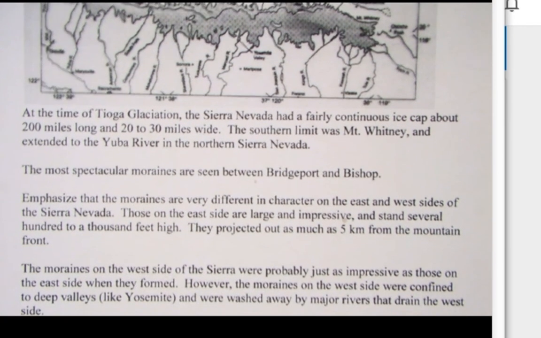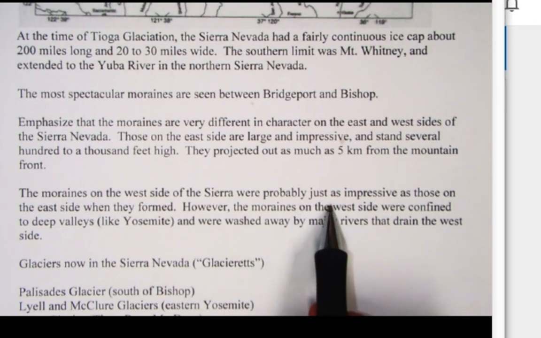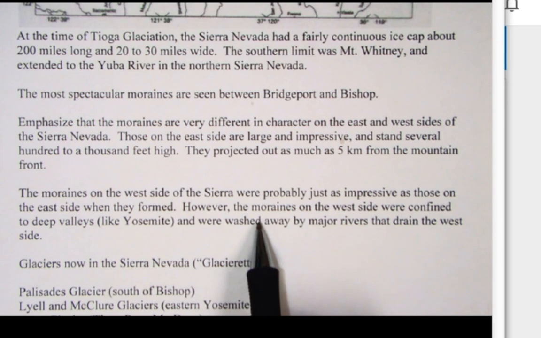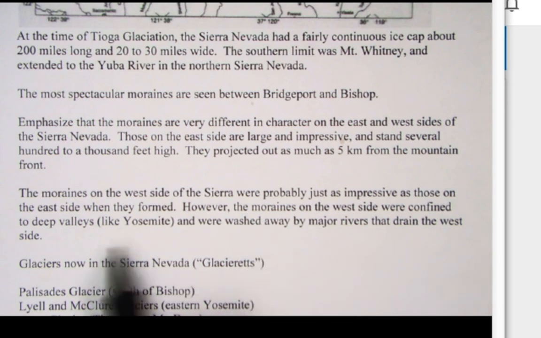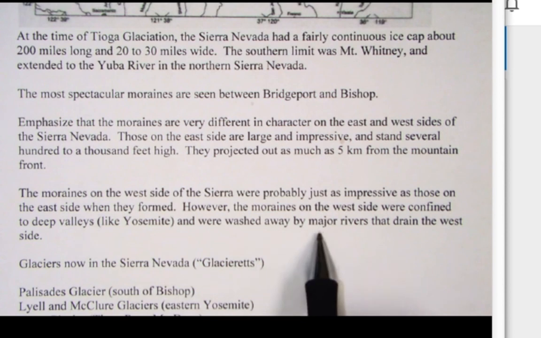The moraines on the west side of the Sierra were probably just as impressive as those on the east side when they formed. However, the moraines on the west side were confined to deep valleys like Yosemite and were washed away by major rivers that drained to the west, right? So the rivers probably washed away those moraines.